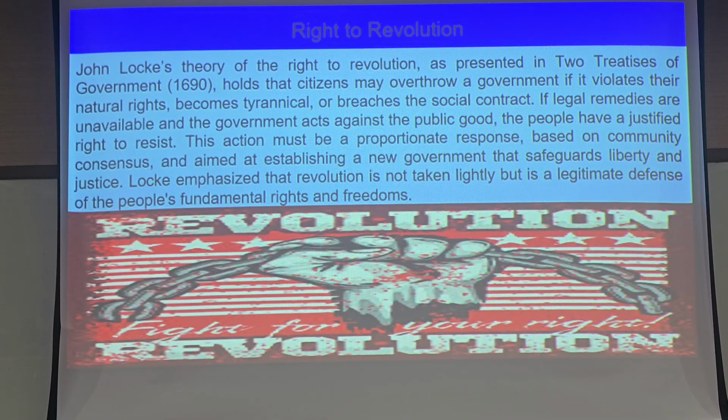Or if it breaches the social contract, when legal remedies are unavailable and the government acts against the public good, the people have a justified right to resist. This action must be a proportionate response based on community consensus and aim at establishing a new government that safeguards liberty and justice. Locke emphasized that revolution is not taken lightly, but is a legitimate defense of the people's fundamental rights and freedom.